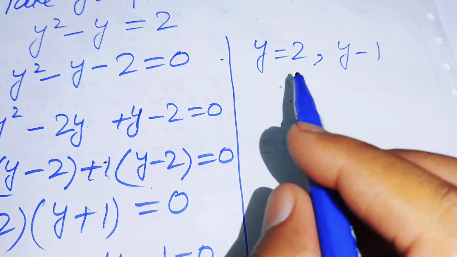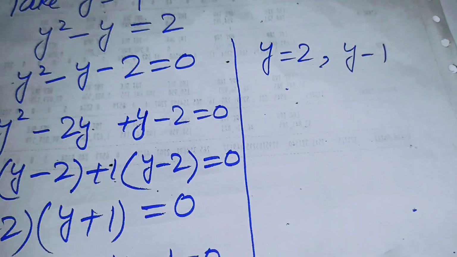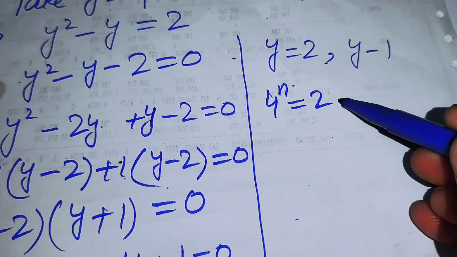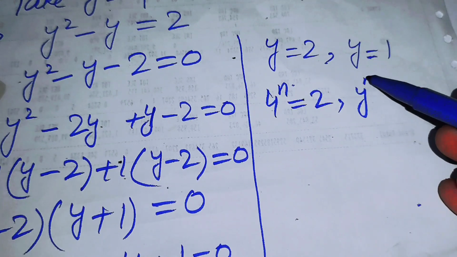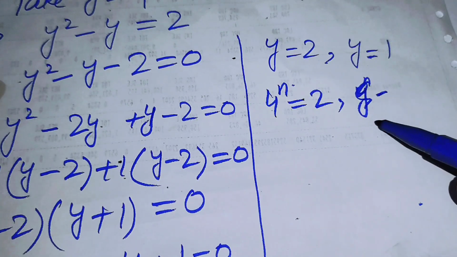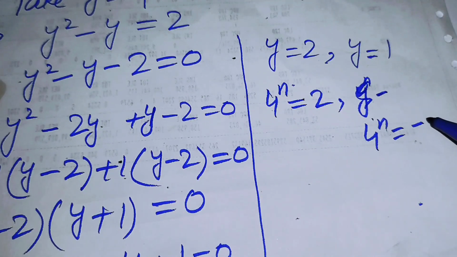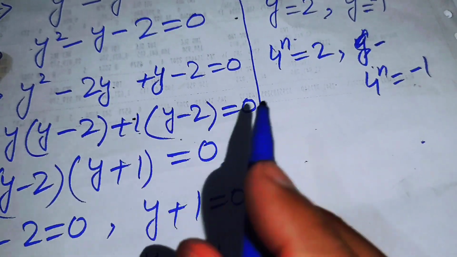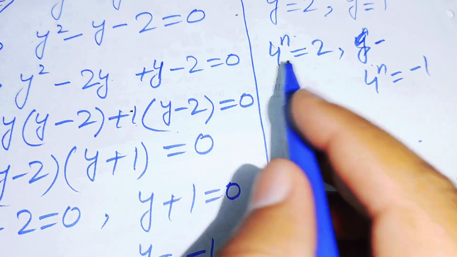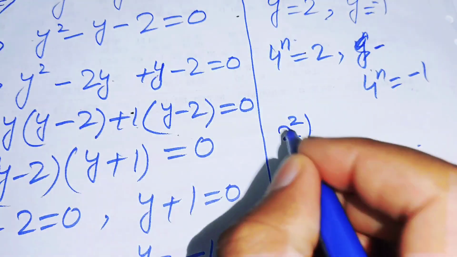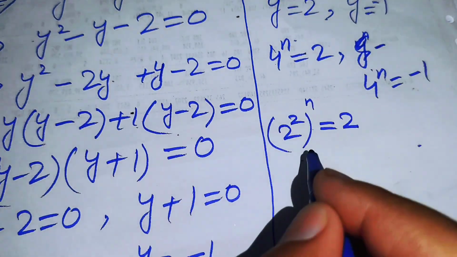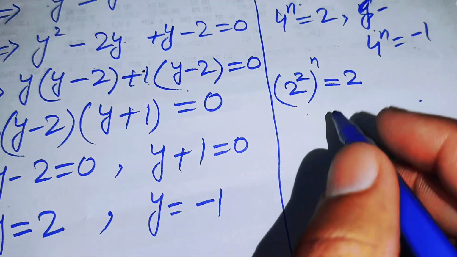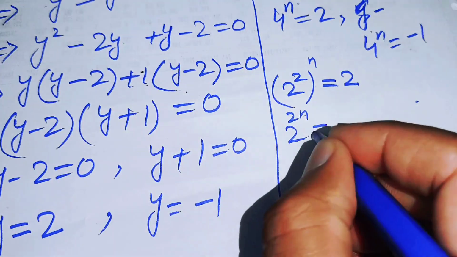So when we back substitute the value of y, you get here 4 to the power of n is equal to 2 and 4 to the power of n is equal to minus 1. And now we solve these two cases. So first I can solve this one, and here you see that you have 4 to the power of n and we write this 4 as 2 to the power of 2 and its whole power n is equal to 2, and here you can apply the exponential law and you multiply these two exponents and you get 2 to the power of 2n is equal to 2.